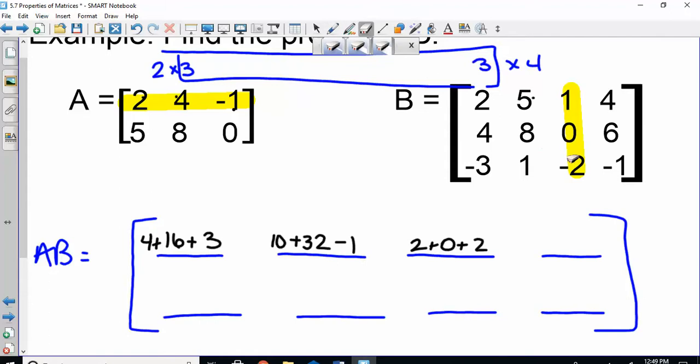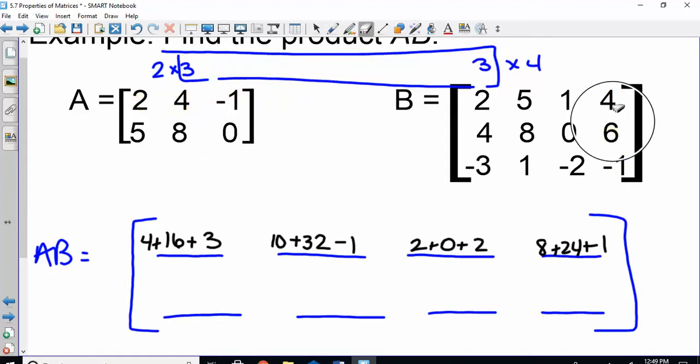This entry is row 1, column 4. So we take row 1 times column 4. So 2 times 4 is 8. 4 times 6, 24. -1 times -1 is 1. Does everyone understand how I got those numbers?